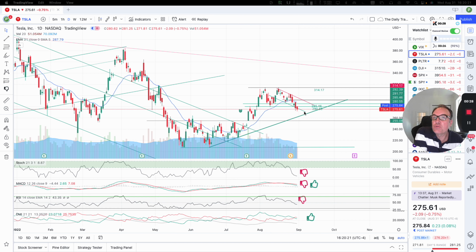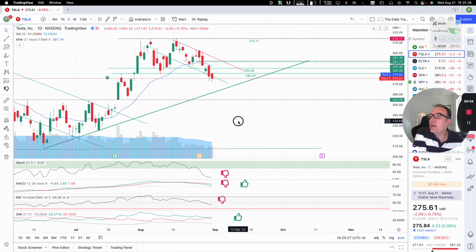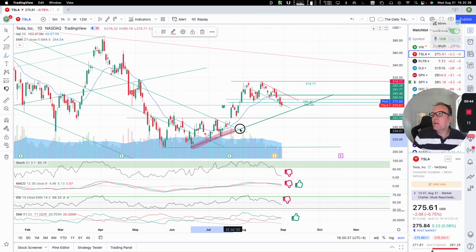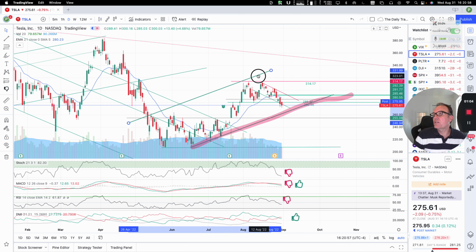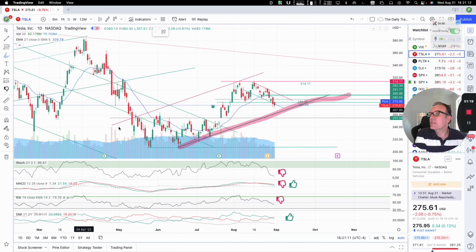0.75%, closed at 275.61. Post-market, we seem to be up by 23 cents. So let's look at what we have here. So we are still above the support line. We are getting towards it. And if I do a little bit of a cut and paste here, this is the channel that we are currently in with Tesla. So this is a bull trend.